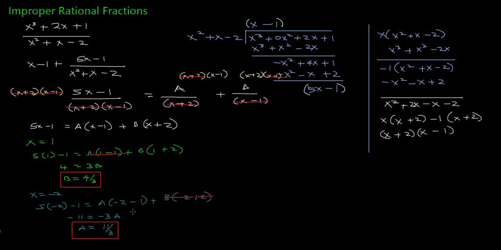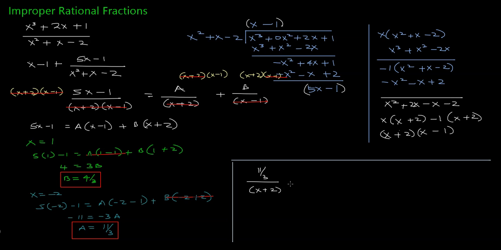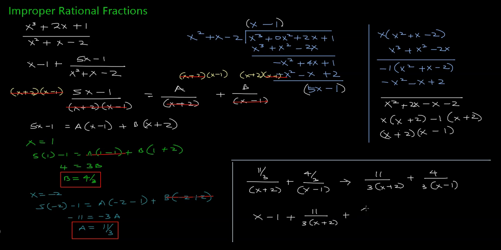So the next thing we need to do is plug in the values. We have a is equal to 11 over 3 over x plus 2 plus b is equal to 4 over 3 over x minus 1, which is equal to 11 over 3(x plus 2) plus 4 over 3(x minus 1). And the final output of our problem becomes x minus 1 plus 11 over 3(x plus 2) plus 4 over 3(x minus 1). And the final solution is this.